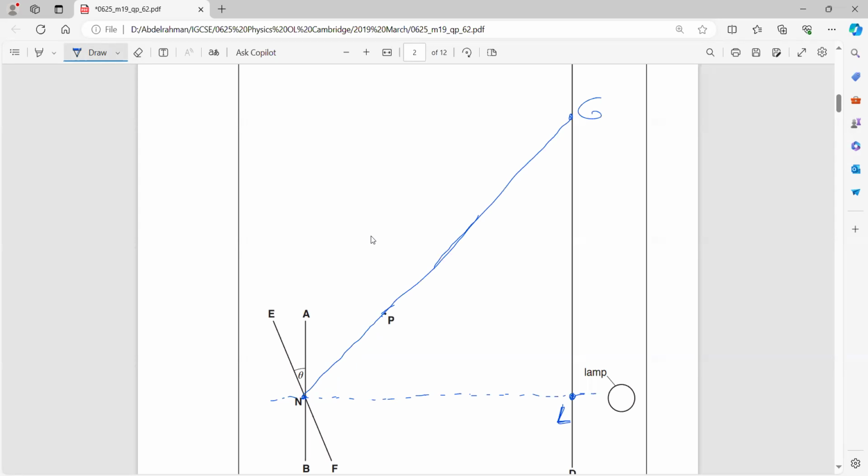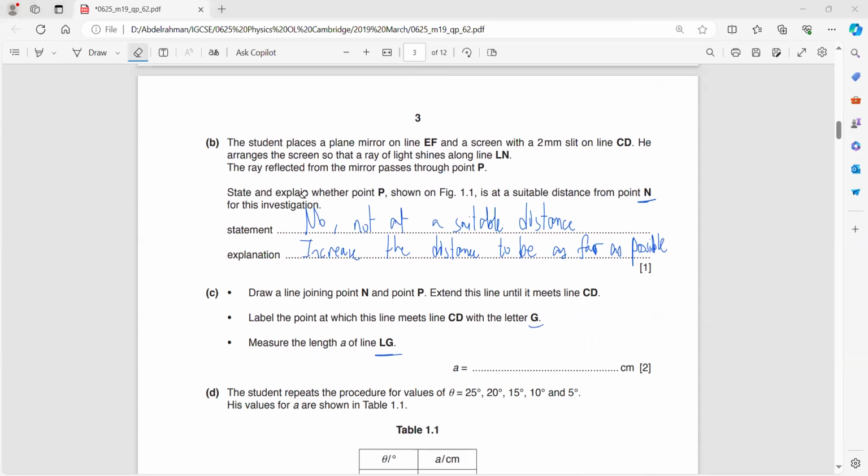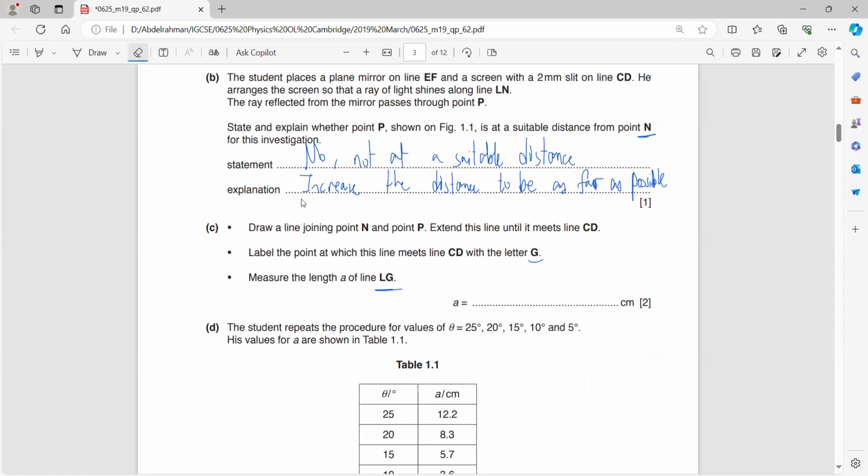Can I measure the distance LG? Can you measure this distance? Yes, I can measure this distance using the ruler. The distance should be around 10 centimeters. The marking scheme has it as 10.2, so most probably you are correct.